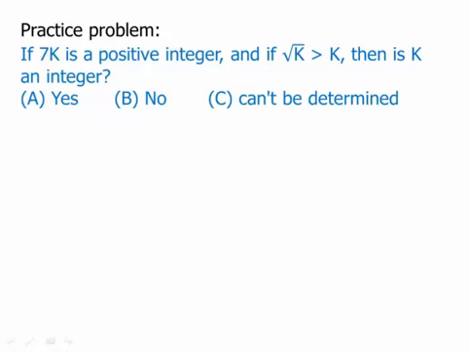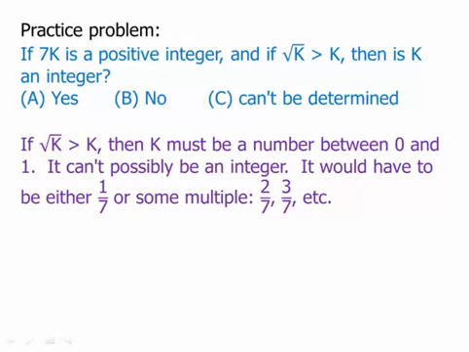Here's a practice problem. Pause the video and then we'll talk about this. If 7k is a positive integer and if the square root of k is greater than k, then is k an integer? Well, the square root of k is greater than k. That only happens when k is less than 1. So k must be a number between 0 and 1. It can't possibly be an integer. It would have to be either 1/7 or some multiple, 2/7, 3/7, something like that. And so we definitely know that it's not an integer, and the answer is B, a clear answer of no.